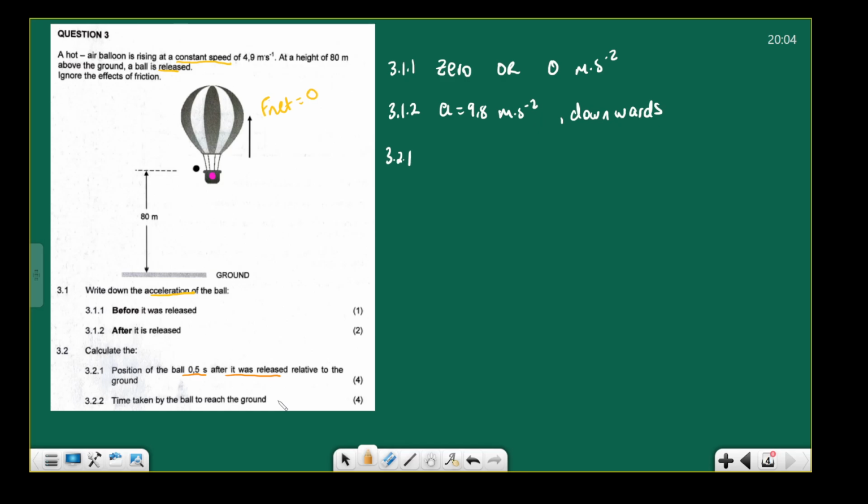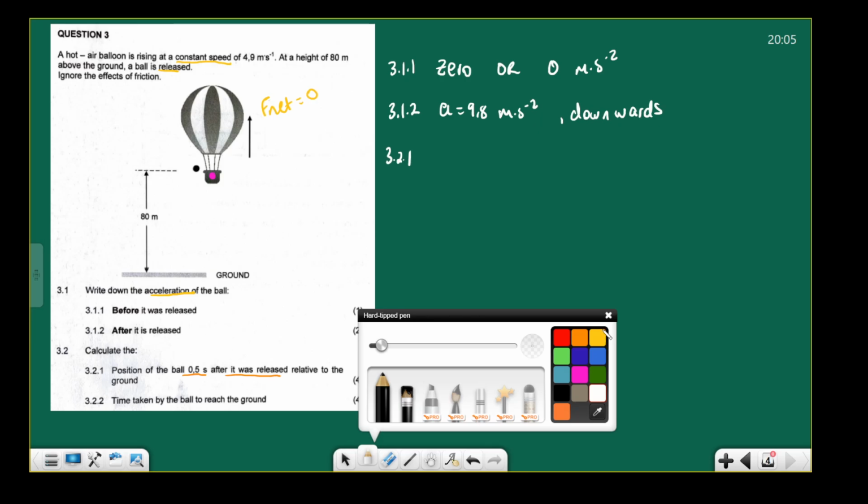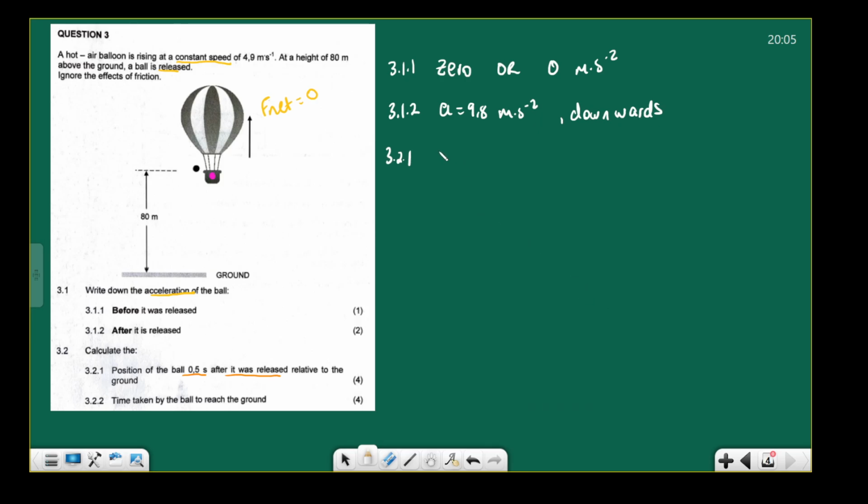So this question is a bit ambiguous because we don't know whether this ball was thrown or it was dropped. So you know what, the best bet here is to assume that since they're saying it was released, it was dropped and not thrown. Okay, so I'm going to choose up to be positive.